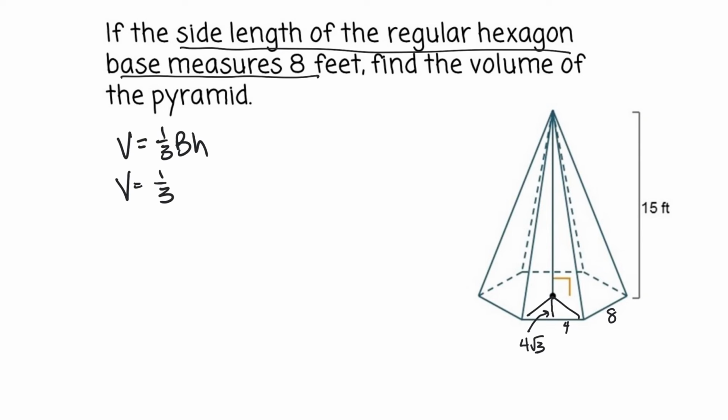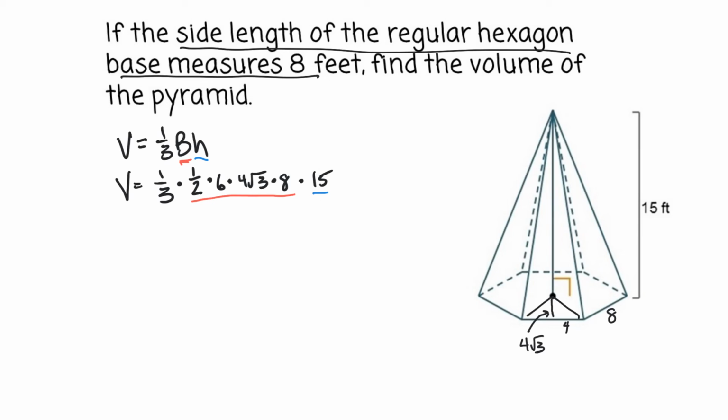Okay, so my base is a regular polygon. That's 1/2 times the number of sides, which is 6, my apothem is 4 radical 3, and my side length is 8. Notice my area of my base is all of this, times the height of my pyramid, which is 15. So the height of my pyramid is that 15 right there.